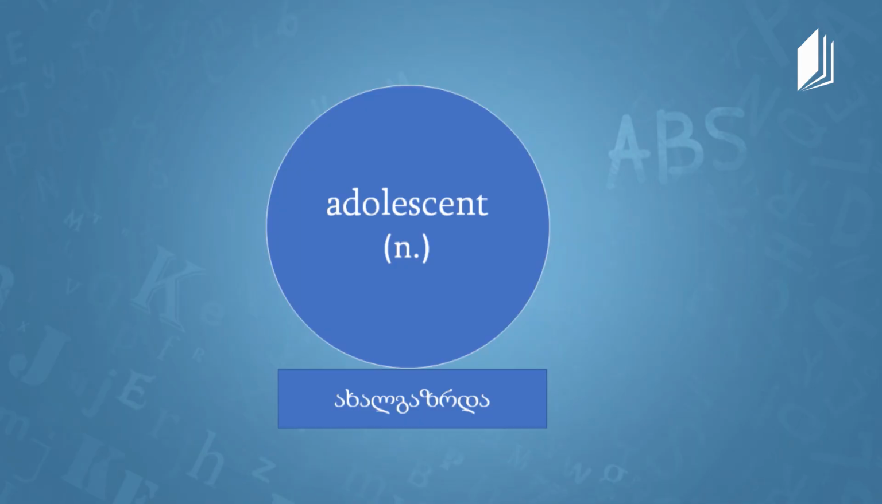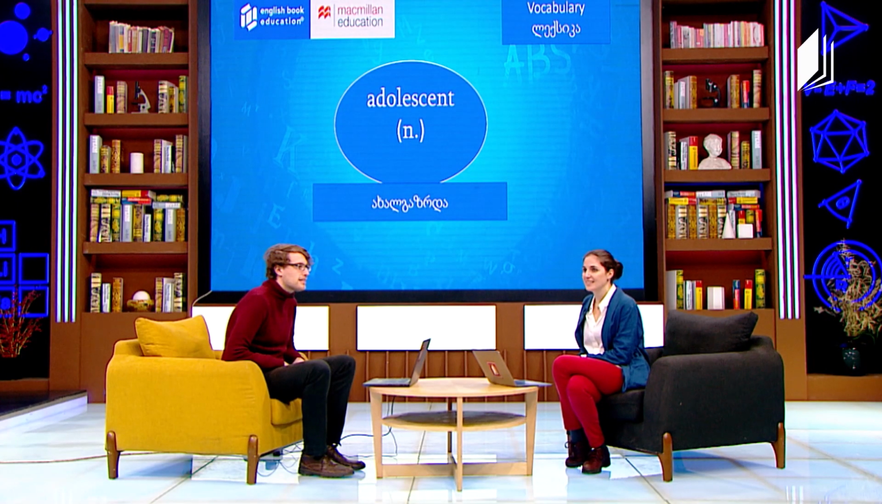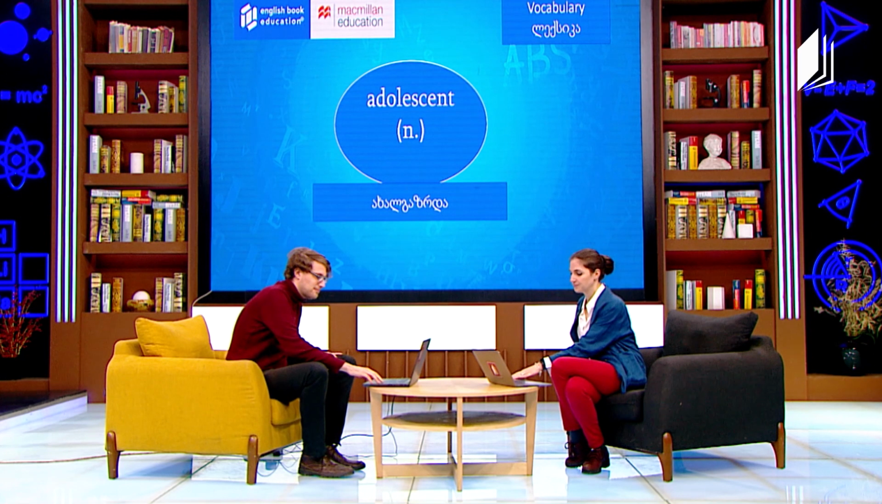Our next word is adolescent. Adolescent is a noun, and in English it means a child that is from 3 to 6 years old. Adolescent in Georgian means ახალგაზრდა. Adolescent, ახალგაზრდა.